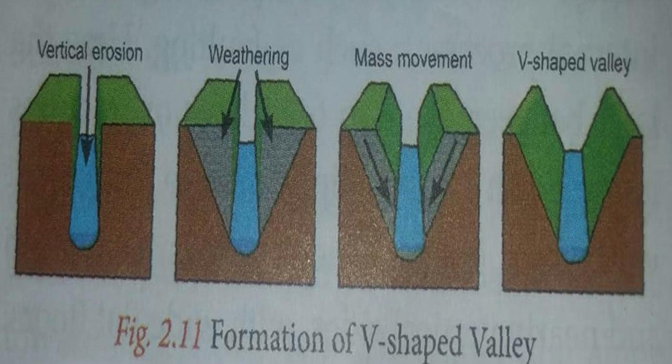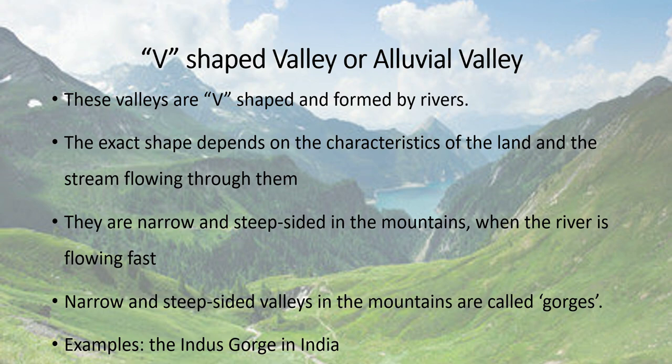Here in this figure, which is given in your textbooks also, you will see in the first picture that the water has cut through the land and gone right down. This is vertical erosion. Over time, the sides of the mountain get weathered, alright? Wind, water acts on them, rain falls on them. So over time they become looser and they collapse. The third picture shows the mass movement where they collapse. This leads to the formation of the V-shaped valley.